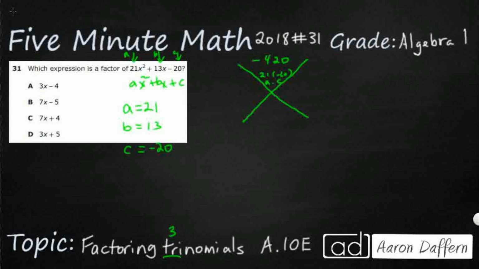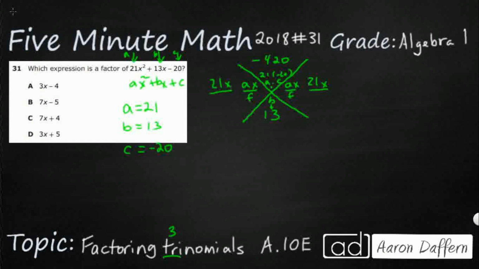And then we've got our b term down here. That's just going to be a positive 13. What we write here is ax over one of our factors, so that's going to be 21x over, 21x over. All right, so what we are looking for are factors that are going to multiply to negative 420 and add to 13.